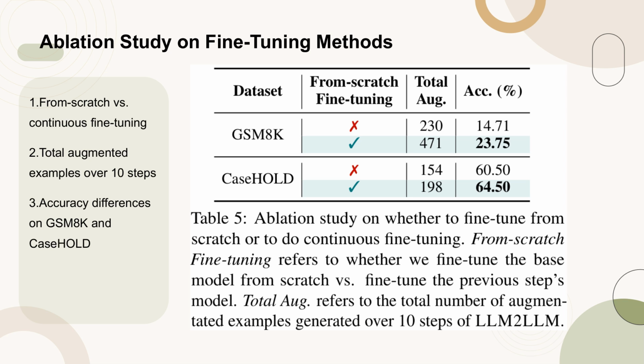Table 5 presents an ablation study comparing the effects of fine-tuning from scratch versus continuous fine-tuning. The study highlights the total number of augmented examples generated over 10 steps of the LLM2LLM process. Key findings include the accuracy differences observed on the GSM-8K and CaseHOLD datasets when using these different fine-tuning strategies.